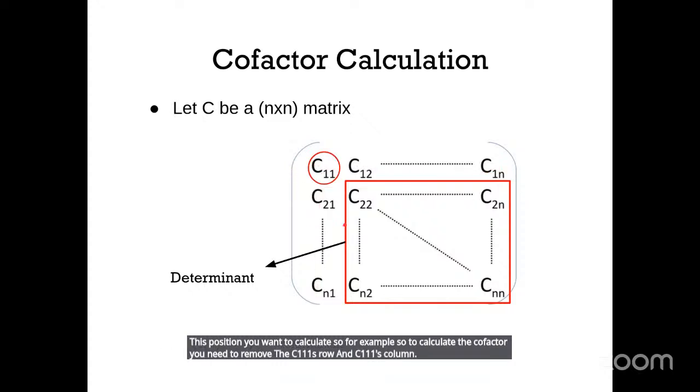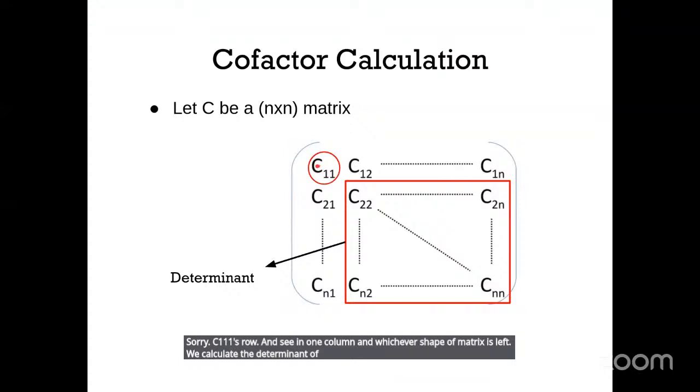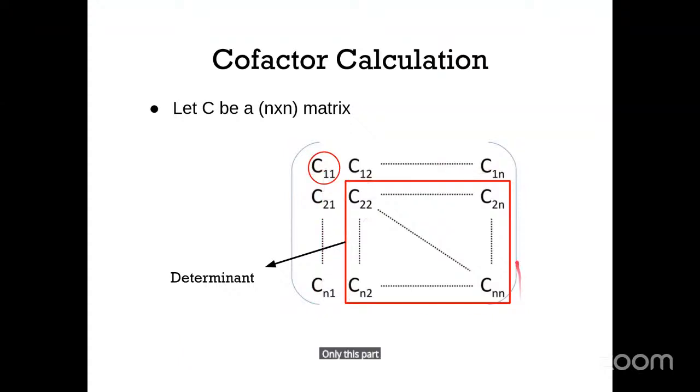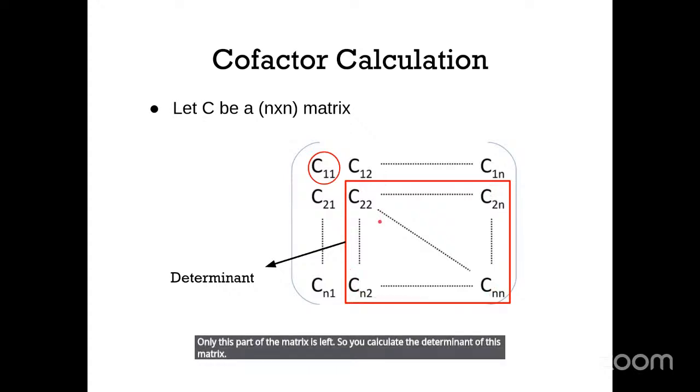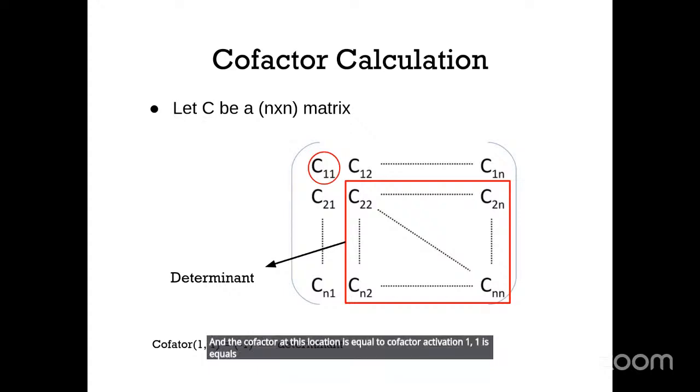Whichever shape of matrix is left, you calculate the determinant of this matrix. By removing the C11 row and C11 column, only this part of the matrix is left. So you calculate the determinant of this matrix. And the cofactor at position 1 comma 1 is equal to minus 1 to the power 1 plus 1 times the determinant. So this is how we define the cofactor.